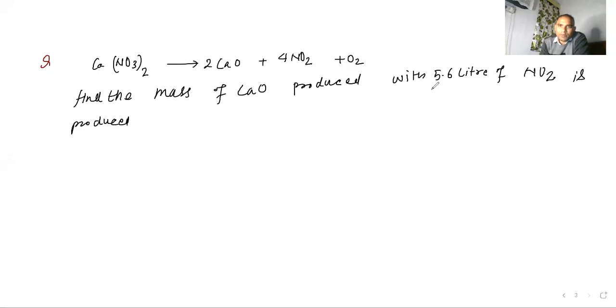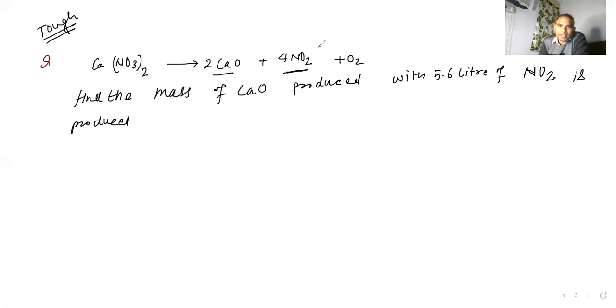So they are saying 5.6 liter of NO2, it is very tough. But I am trying to make your mind sharp here with this type of problem, because stoichiometry is like this. So find the mass of CaO produced. This mass they are asking with 5.6 liter of NO2. So that amount formation is there, 5.6 liter of NO2 produced. They are asking what will be the mass of CaO produced.